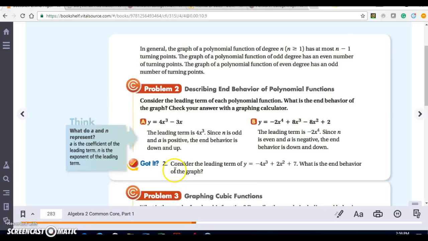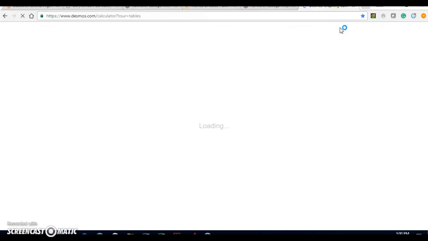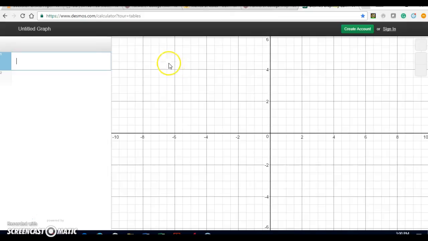All right, let's take a look at the guide. It says, consider the leading term of negative 4x to the third plus 2x squared plus 7. What is the end behavior? So here it is negative and it is odd. Oh, I'm sorry, I forgot to check it by graphing. I'm going to use my free graphing calculator at www.desmos.com. It's free to use. Please use it. Absolutely free.